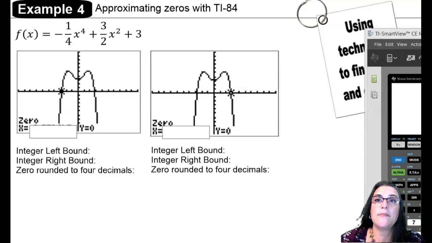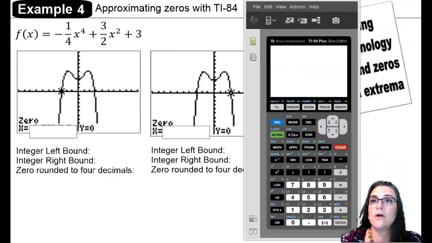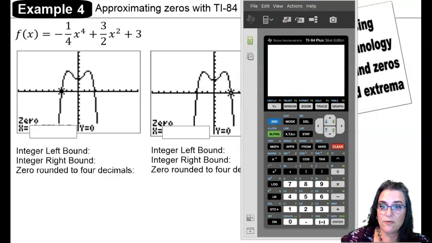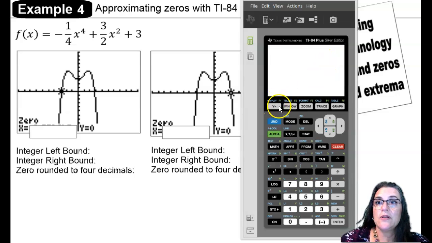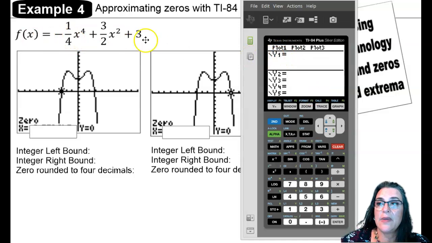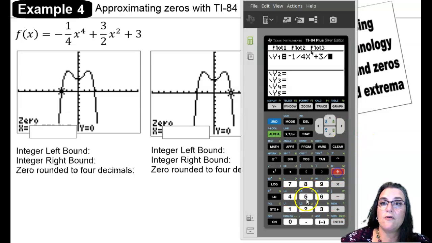So I'm going to pull up my TI-84, but you could be using a TI-83 or a TI-84 Plus. Any of those are going to work fine. First thing we want to do is go to Y equals, and in Y1 we're going to type in the equation that we're given. So negative 1/4 x, raised to the 4th power, plus 3 over 2, x to the 2nd power, and then the constant is 3 at the end, so plus 3.